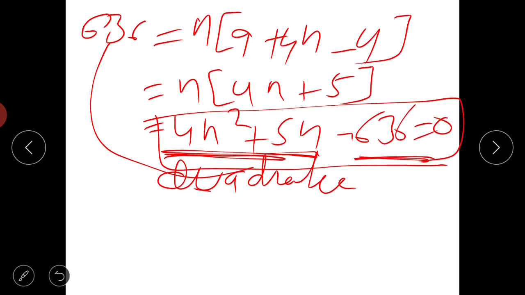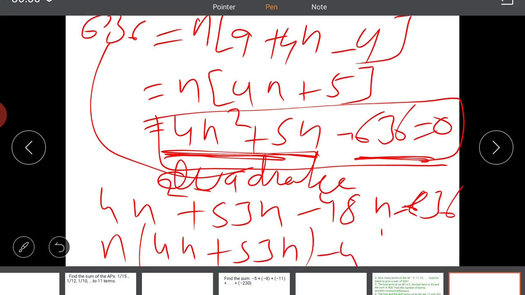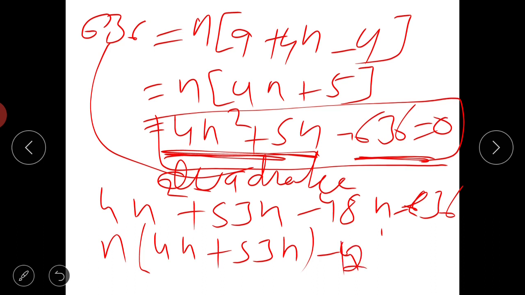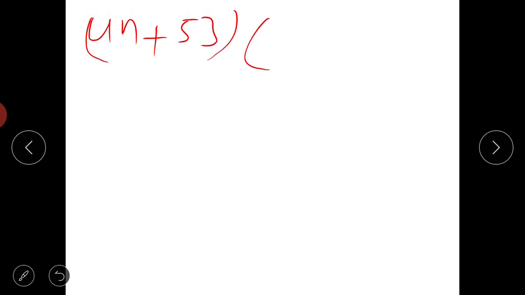So you can factorize this: 4n square plus 5n minus 636. Easily, 4n square plus 53n minus 48n minus 636 is equal to 0, and n is common here, so n into 4n plus 53, minus 12 common, then you get 4n plus 53. So the first bracket is 4n plus 53, the second bracket is n minus 12.